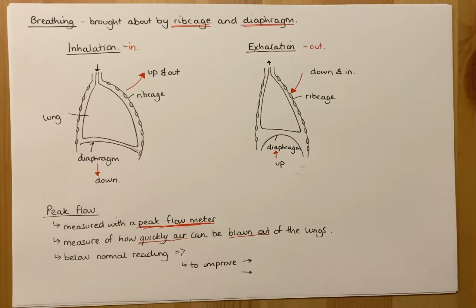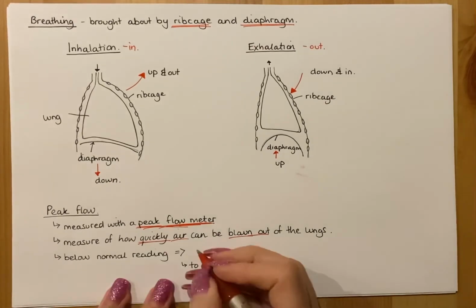Now, like we've done with pulse rate, we measure pulse rate, and if a person's pulse rate is really high, that implies they're unfit, or it tells us something about their health. Peak flow does the same. So peak flow can tell us something about someone's health. So if you have a low reading, below normal for your height and your age, what that'll indicate is that you might have asthma.